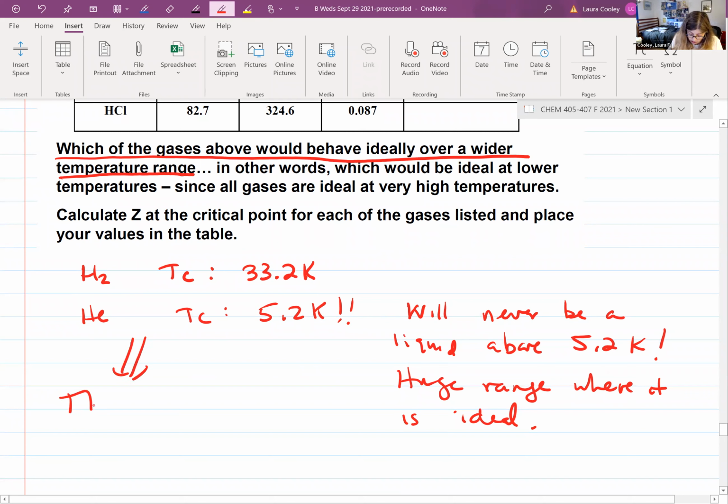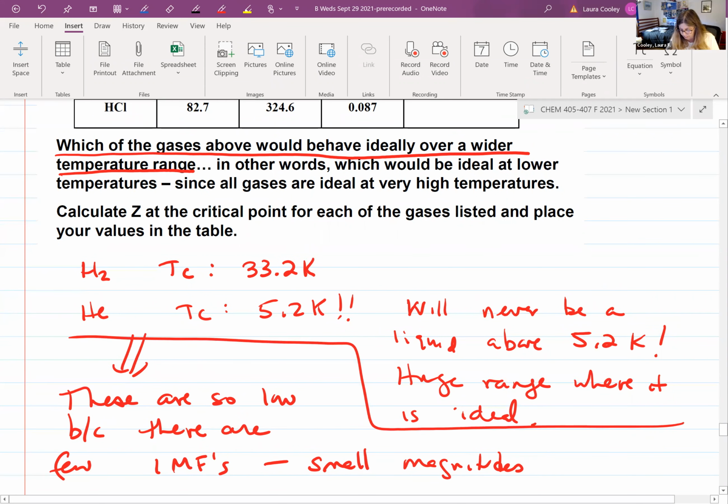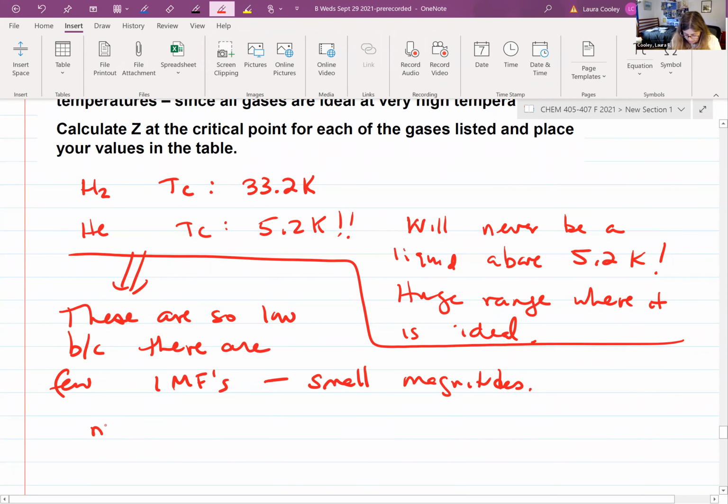So these are so low because there are really very few intermolecular forces, very small in magnitude. Okay, and that's because there are no dipoles. They're very small, so they would have small dispersion forces.